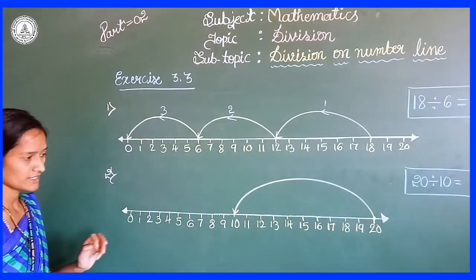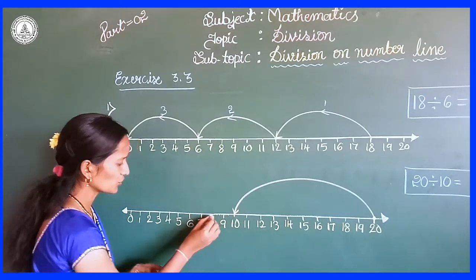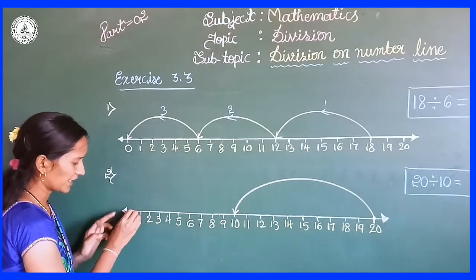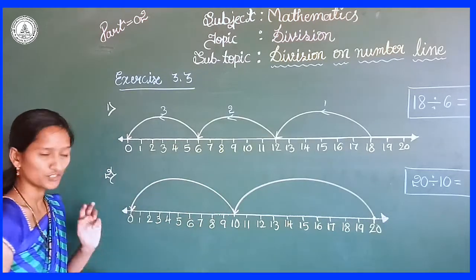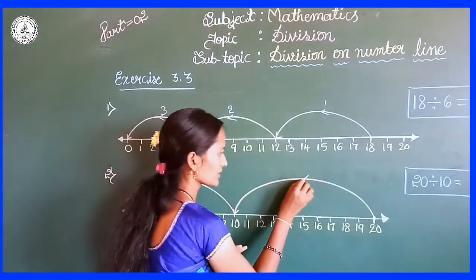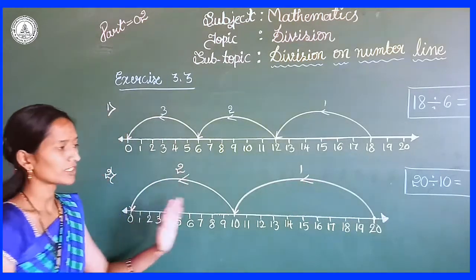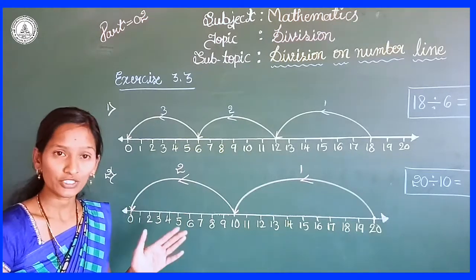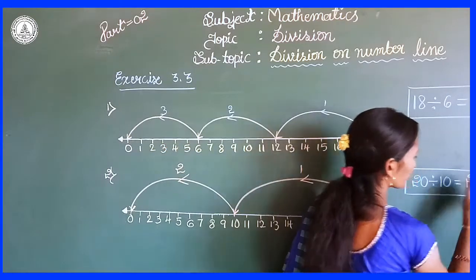Right? So next, again from 10. See here, 1, 2, 3, 4, 5, 6, 7, 8, 9, 10. So from 10 to 0, it is the second jump. Here, the total number of jumps are, so this is the first jump and this one is the second jump. The total number of jumps are 2. So what is our answer or quotient here? 2 is the quotient. So write down here 2.